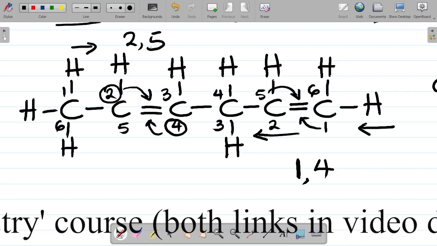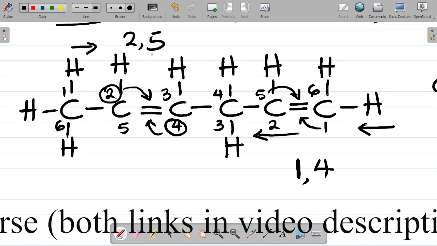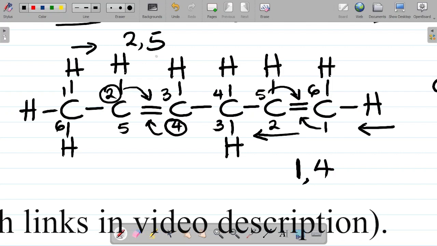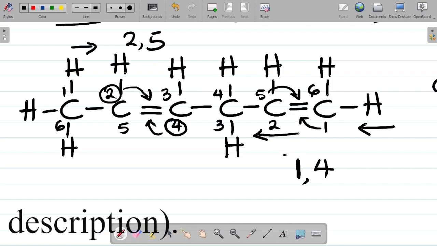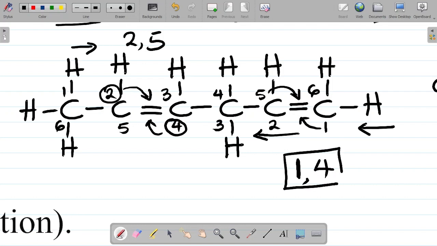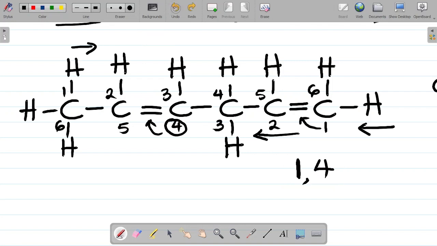That's 2, 5. And the rule when it comes to naming compounds is that we want to use the smallest numbering. So judging by the smallest numbering, obviously I'll have to go with what there? The lower numbering. Because with lower numbering, I'll just pass through carbon 1 and 4 before I get to both double bonds. So I'm going with the lower numbering. So that's the concept there.